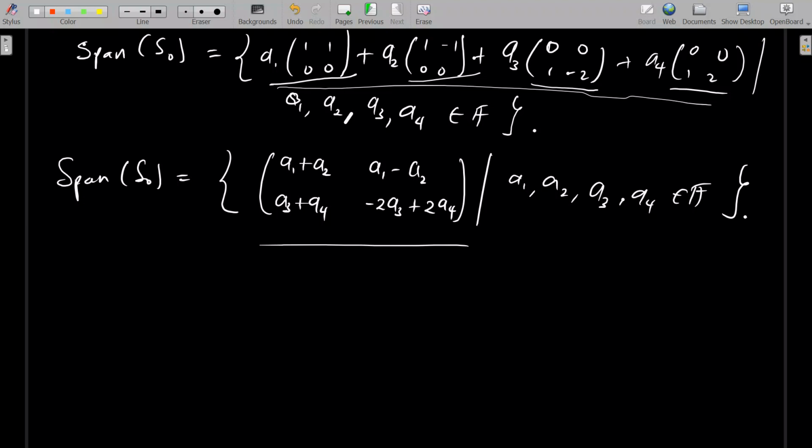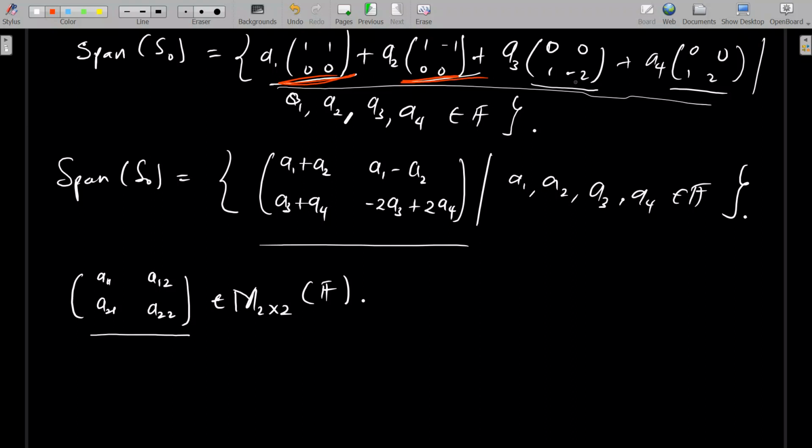Okay, all right, so if I pick an arbitrary matrix, say a11, a12, a21, a22, which belongs to the 2x2 square matrix vector space, I want to show that this can be written as some scalar multiples of the vectors in S0. Remember, the vectors in S0 are this guy, that, and this. So you want to make sure that this matrix here can be written as some numbers multiplying them, and then you sum them together.